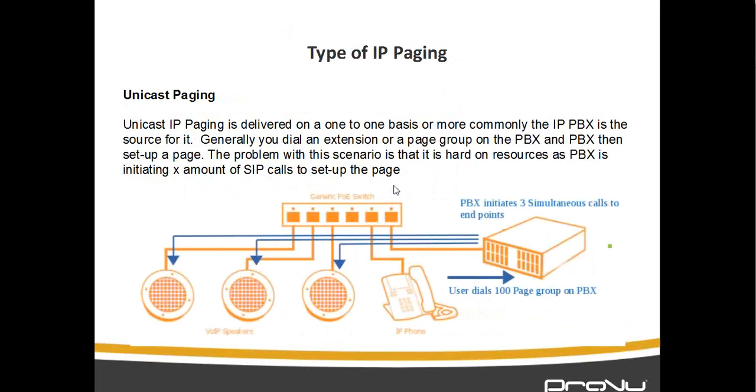Depending on how big the system is, if, for example, you have 50 users, then you will be initiating 50 simultaneous calls, which is quite hard on resources. So although for a smaller system it will work, for a bigger system it comes at a cost, and it is hard on resources, to be frank. But this is how people generally achieve unicast paging.